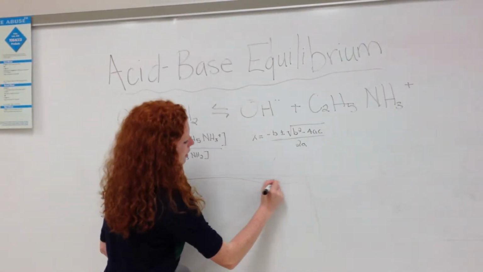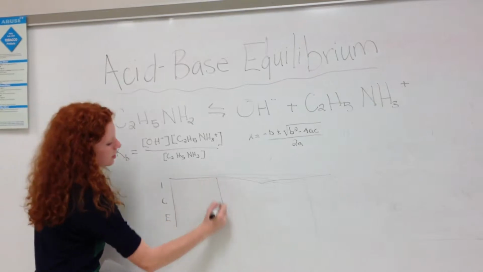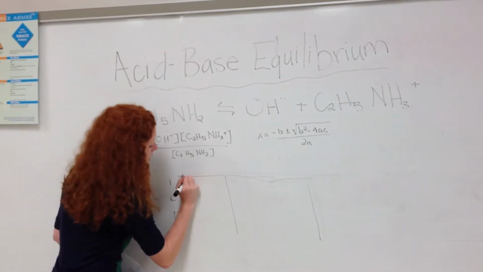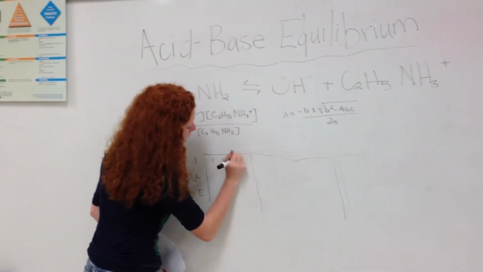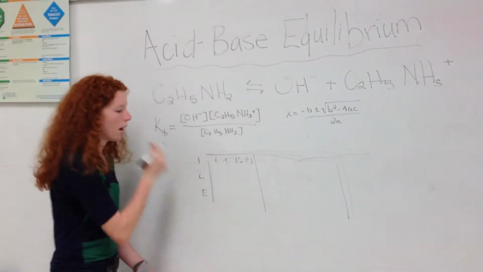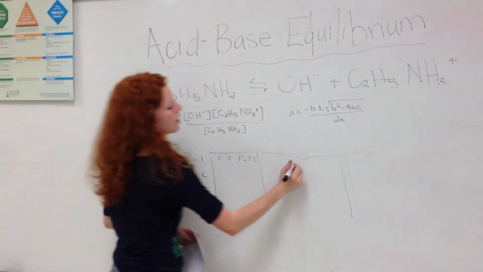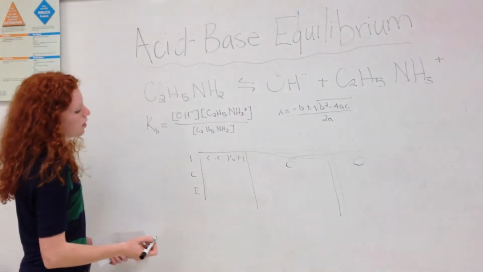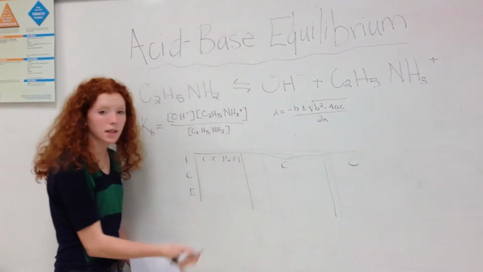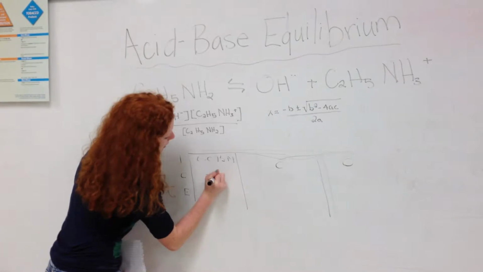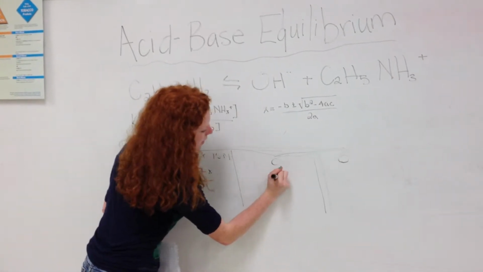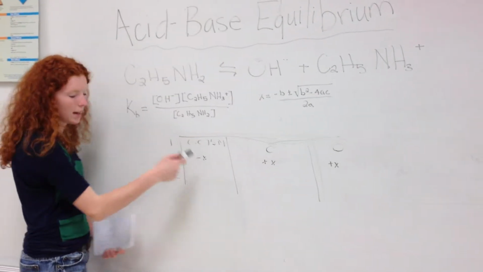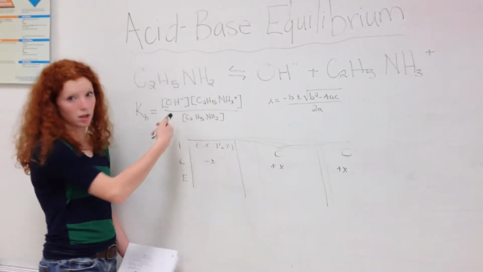So, conveniently enough, the equation is right above, so we're going to separate this into three. And so we start off with 0.075 molar of the ethylamine, and we start with 0 hydroxide and 0 of this. And then C stands for change, so it's going to be minus X and plus X, because these are the products of the reaction, so they're going to gain what the reactant will lose, which is the ethylamine.